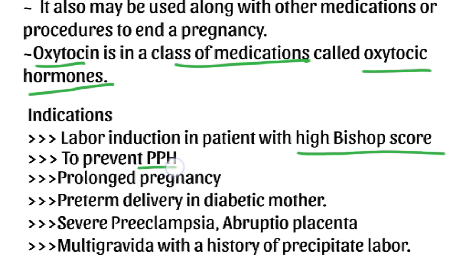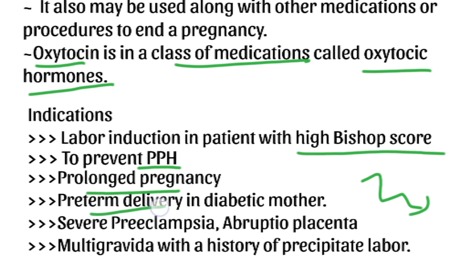To prevent PPH, that is the bleeding after the delivery, and in prolonged delivery conditions, we will provide oxytocin. Prolonged delivery is when the cervix is not dilating at least 1 centimeter in 1 hour, and the descent, that is the movement of the baby towards the birth canal, is not at least 1 centimeter in 1 hour. If this is not happening, then that is prolonged labor.